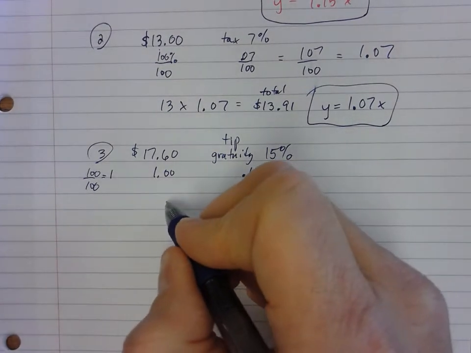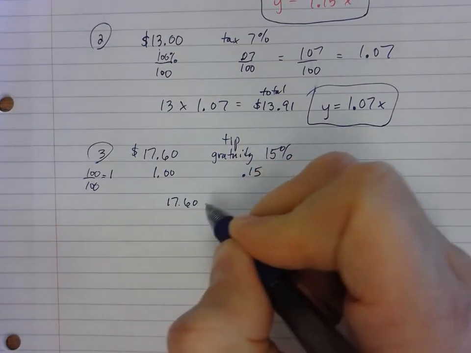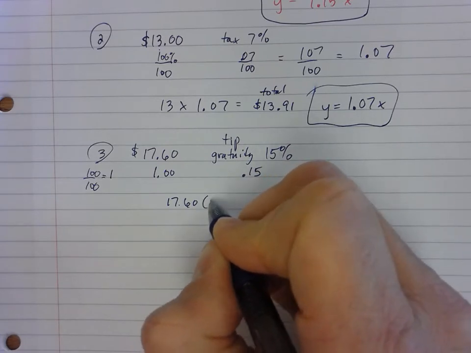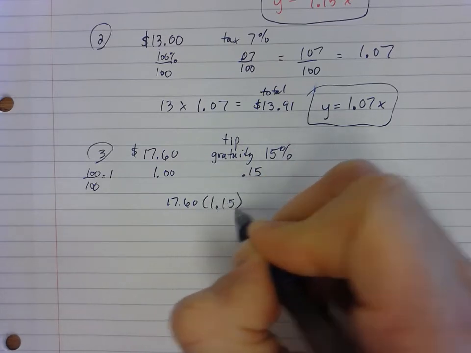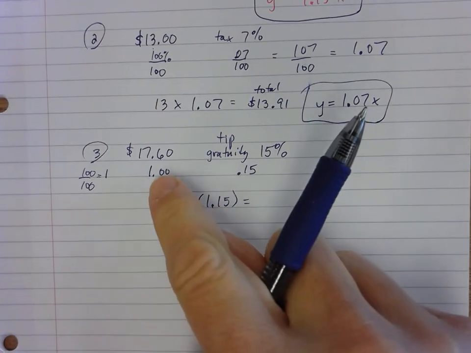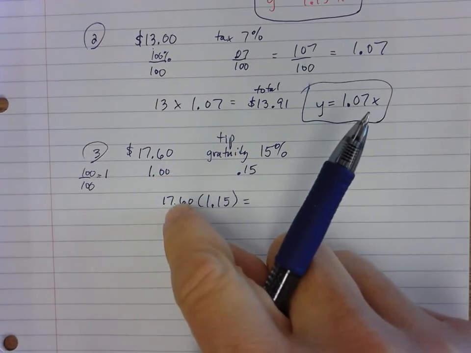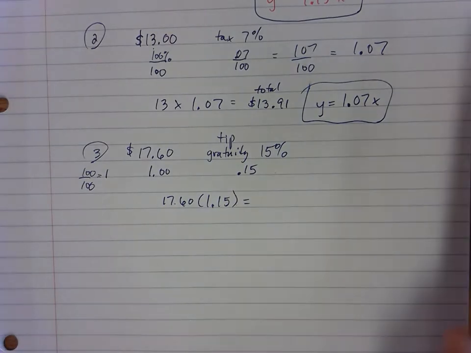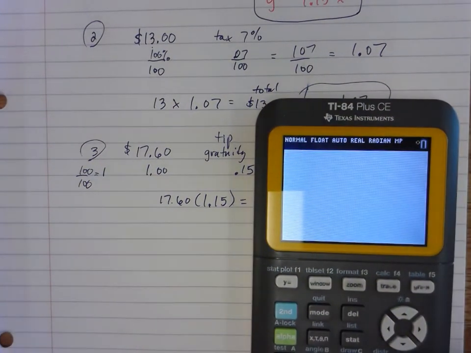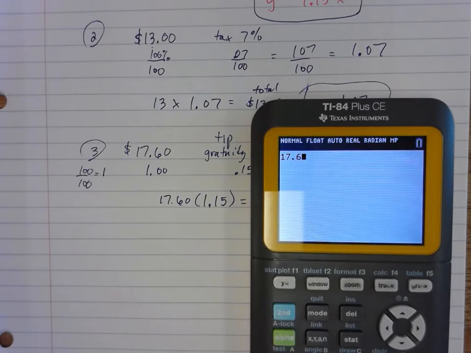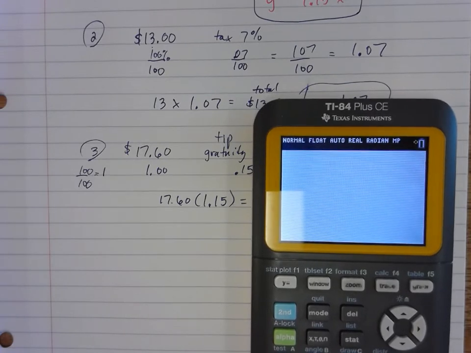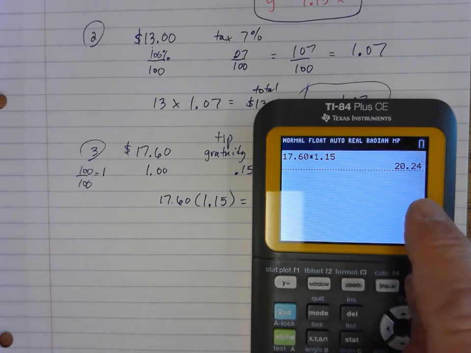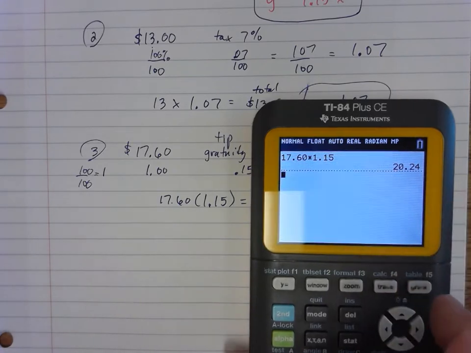So take 17.60 times 1.15, and that'll tell you the amount. Of course, the 1 is going to give you the amount of the food for lunch, and then the 0.15 is going to give you the gratuity. So you can just go ahead and multiply it all together. 17.60 times 1.15, and that means for the lunch plus the gratuity, they're going to leave $20.24.